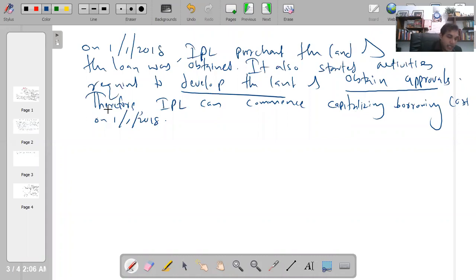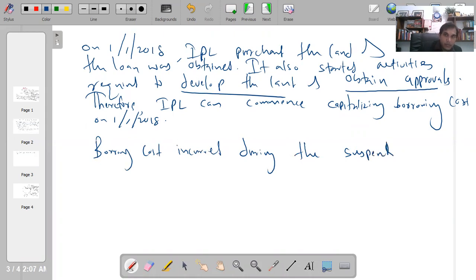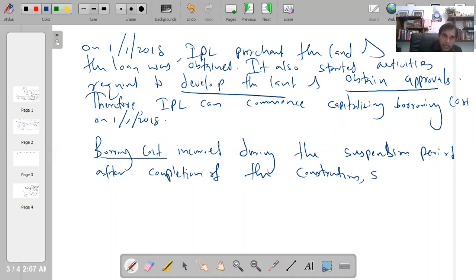Then you can write the borrowing cost incurred during the suspension period and after completion of the construction should be charged to the P&L.